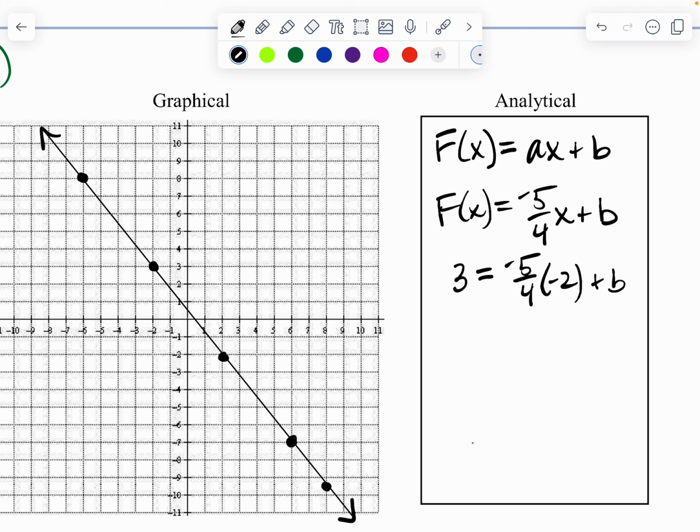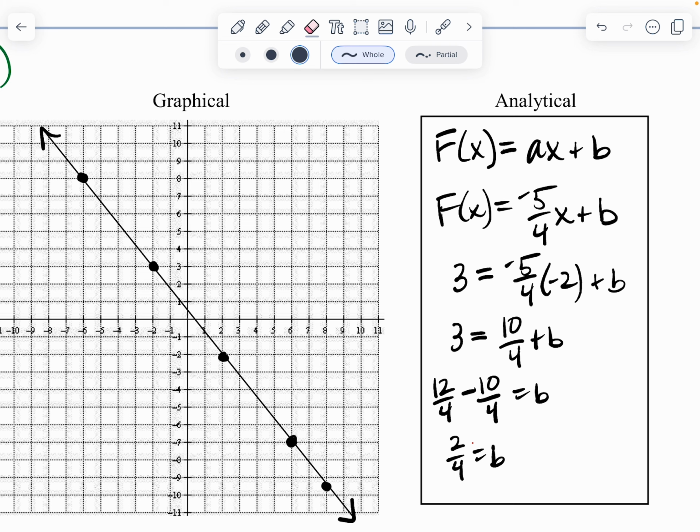Then I'm going to work it out and solve for b. This gives me 3 equals negative 5 over 4 times negative 2, which gives positive 10 over 4, plus b. Then I'm going to subtract 10/4 from both sides. Over here I have 3 minus 10/4, which is 12/4 minus 10/4. That gives me b, so that's 2/4. So b is 1/2.